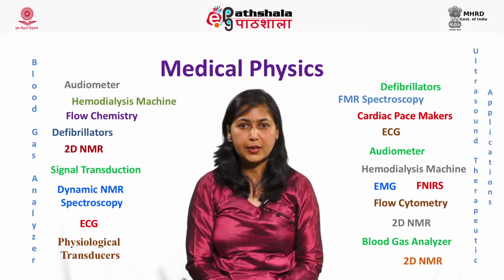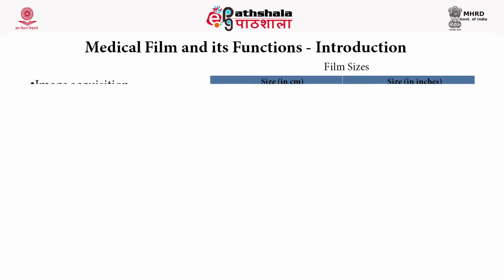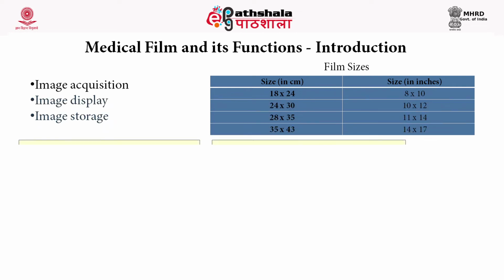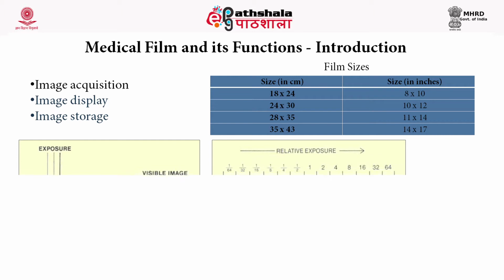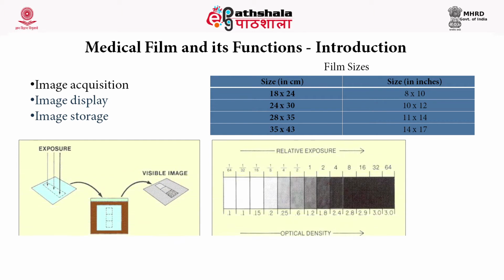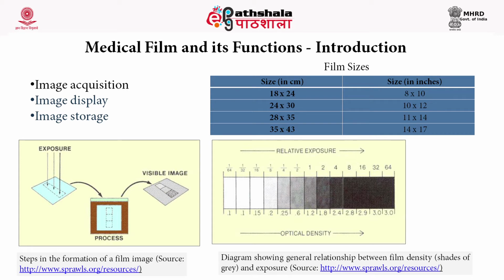Now let us try to understand this subject in detail. Medical film is basically a negative image recorder. It is used to acquire the image. The image that is acquired is further processed and is made visible. And the same film, when it is developed, is used for image storage. The medical film is available in a number of sizes. It is available from the size of 8 by 10 inches to the size of 14 by 17 inches.